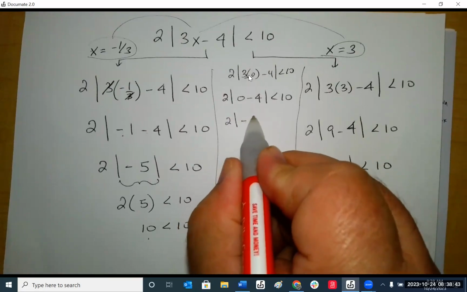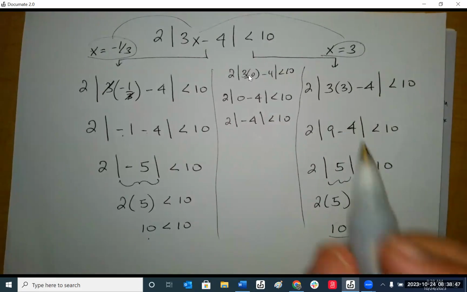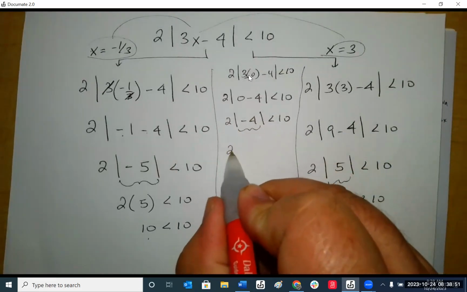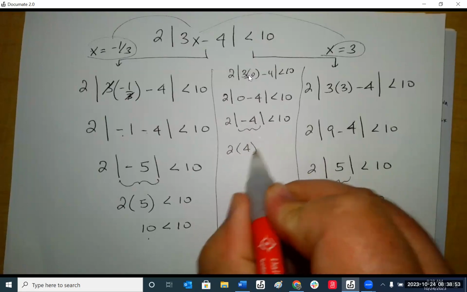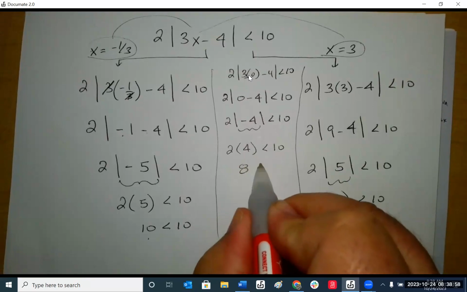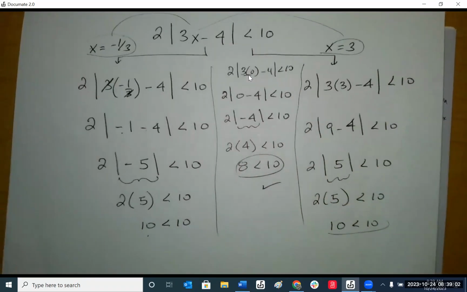0 minus 4 is minus 4. Absolute value of negative 4 is 4, positive 4. 2 times 4 is 8. So that works. So those are good answers.